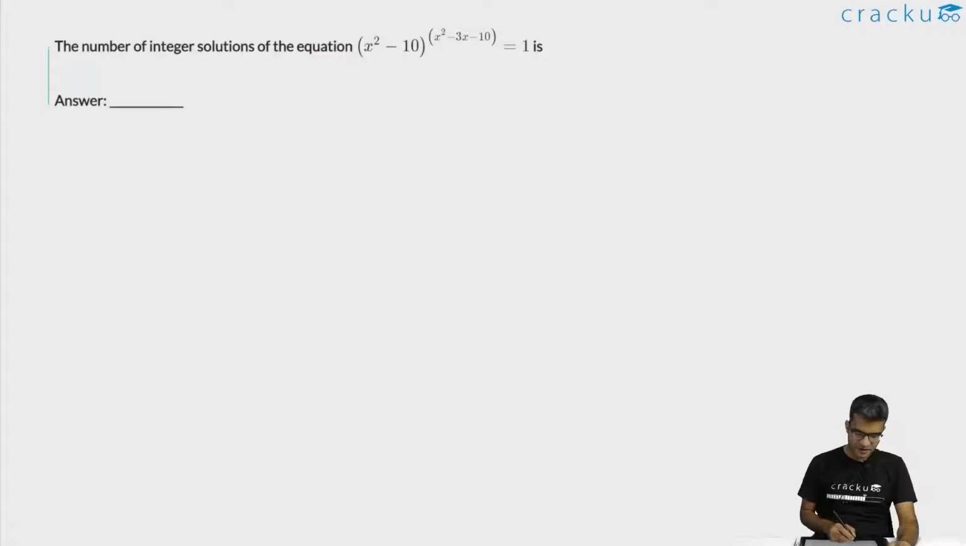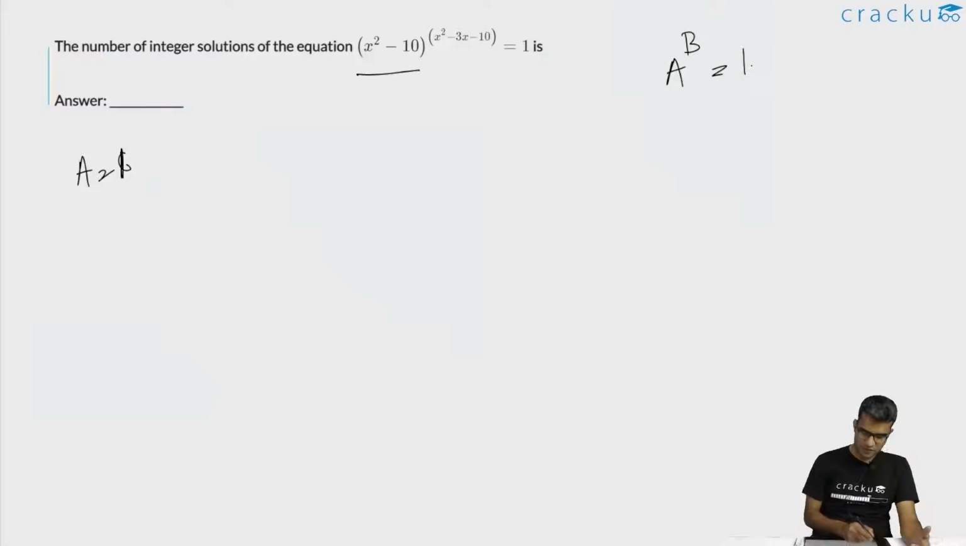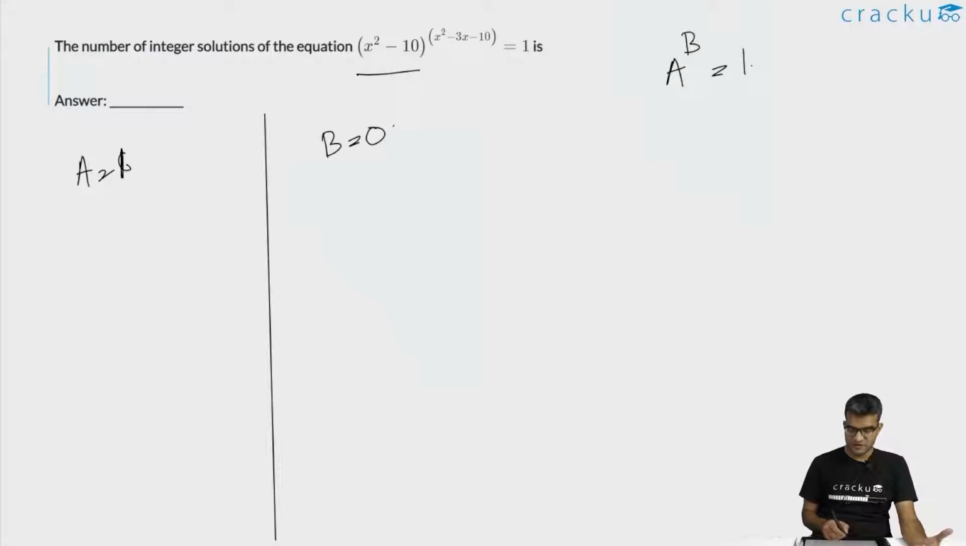In this question, we are required to calculate the number of integral solutions for the equation x square minus 10 to the power x square minus 3x minus 10 is equal to 1. If you are given the equation which is of the form a to the power b is equal to 1, there are three cases in this. Either a is equal to 1, because 1 to the power anything is equal to 1, or b is equal to 0, that is the exponent is equal to 0, but here we have to ensure that a is not equal to 0.